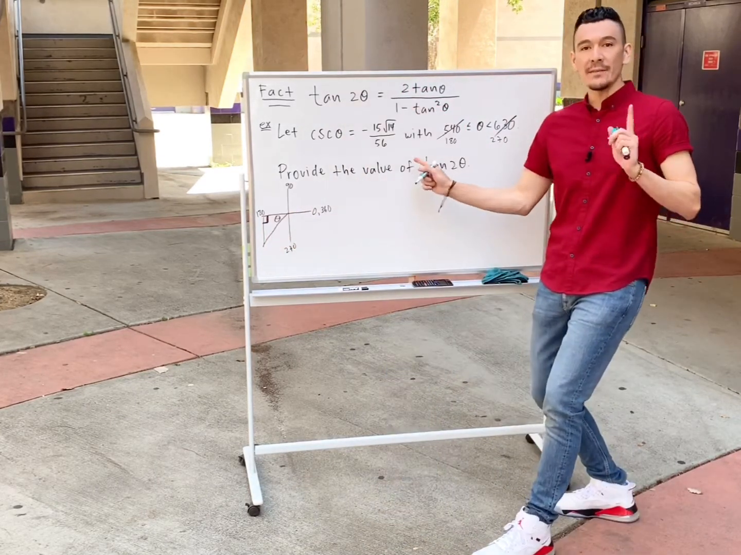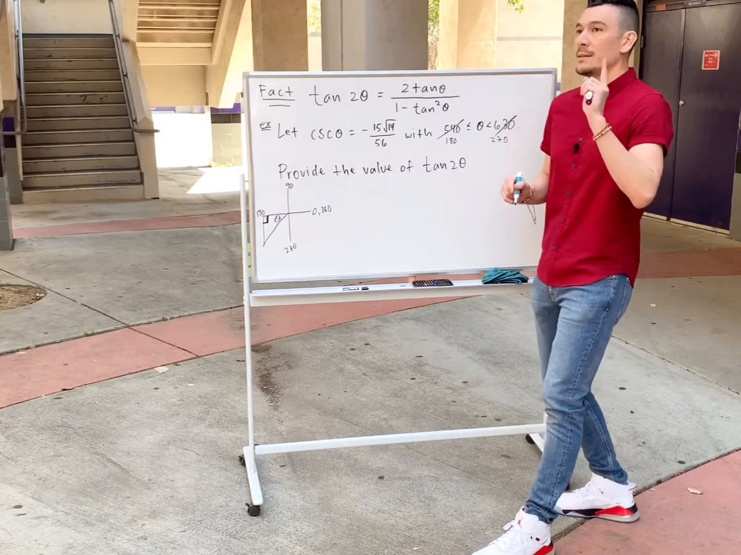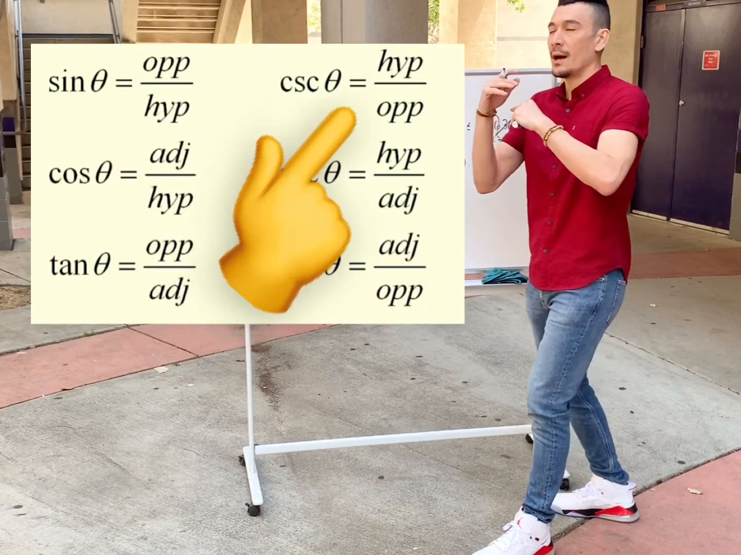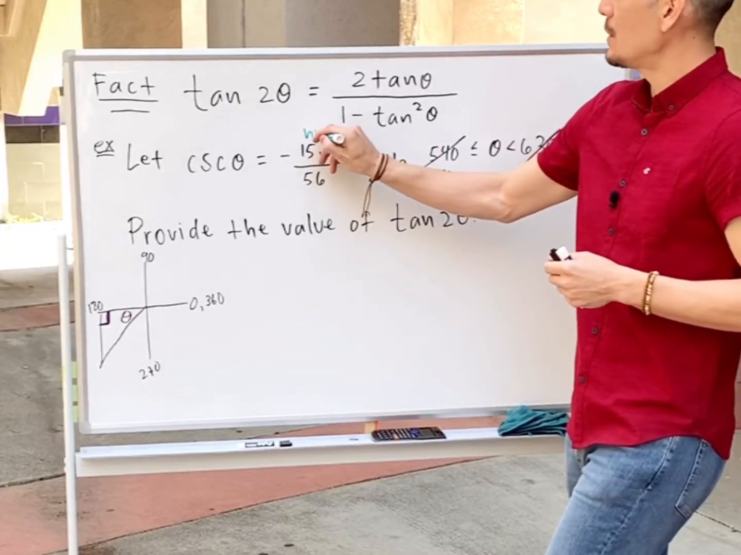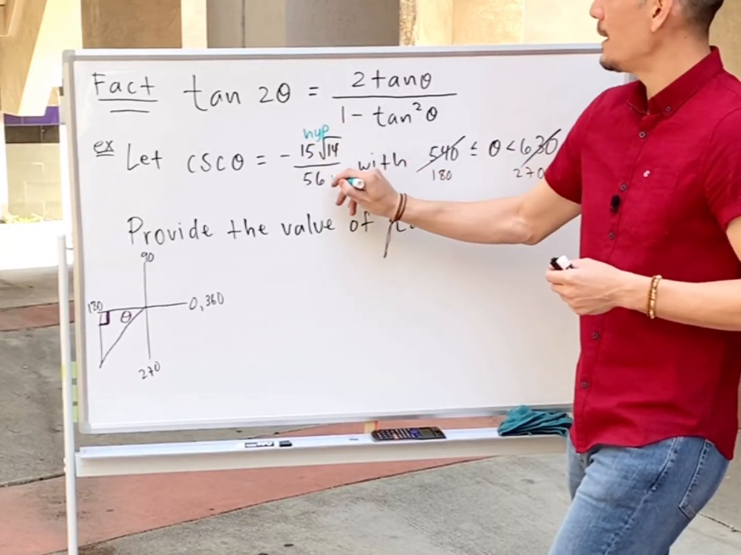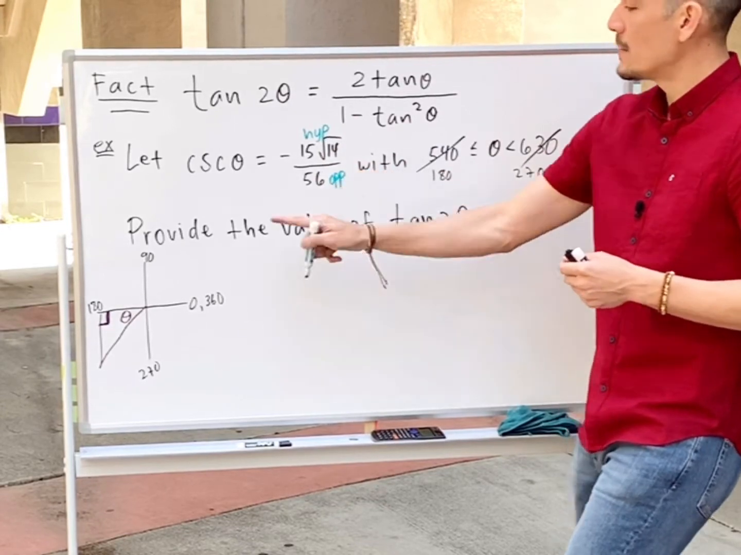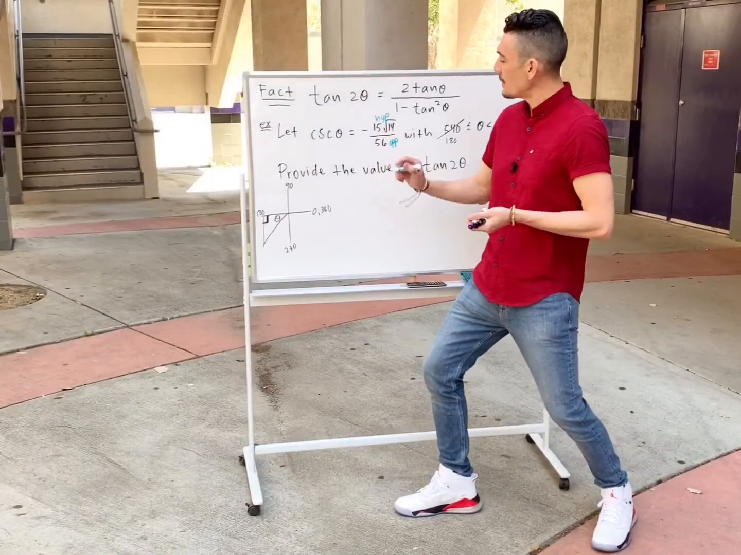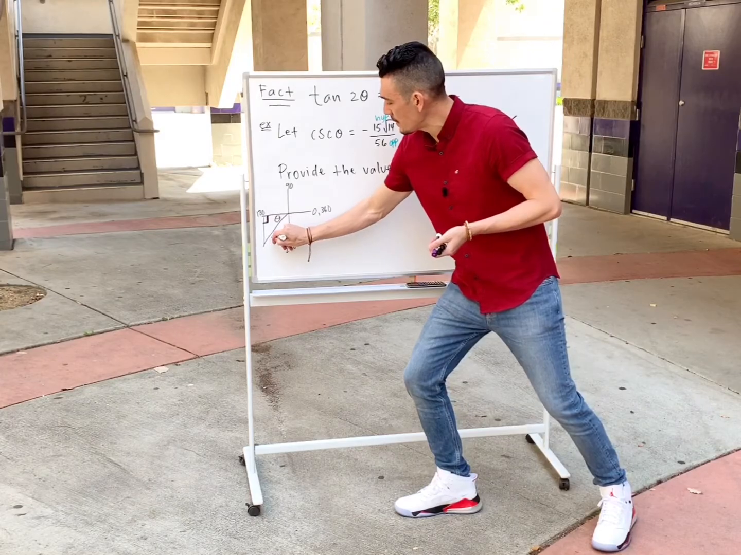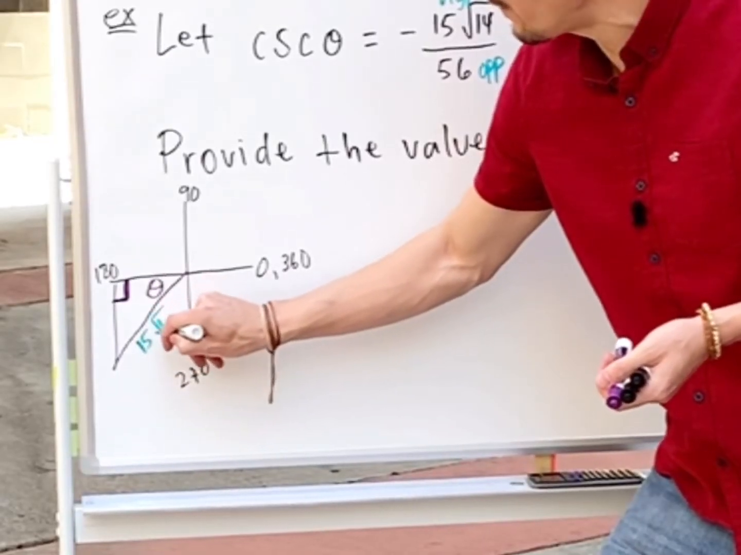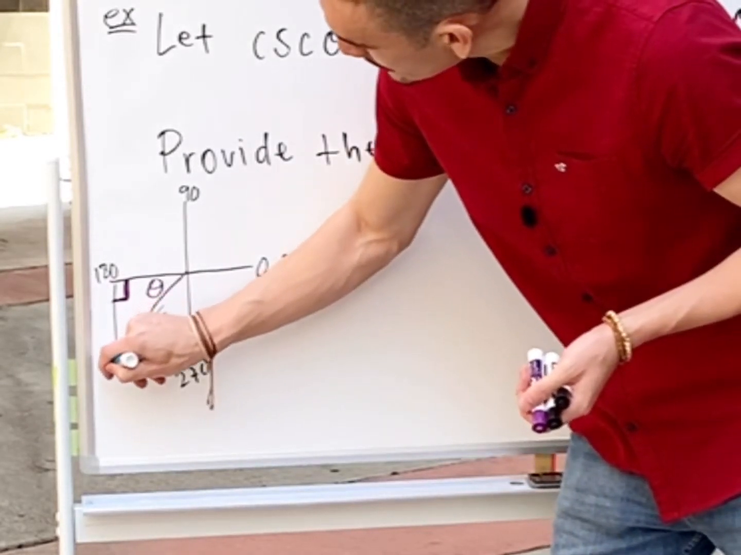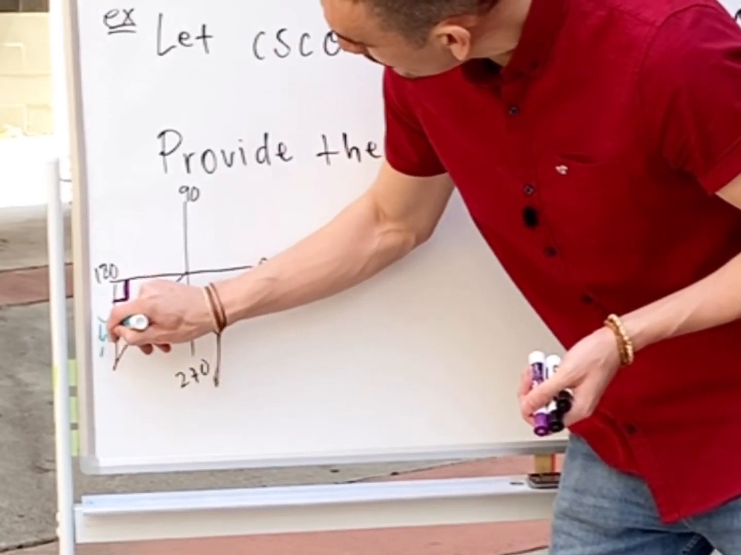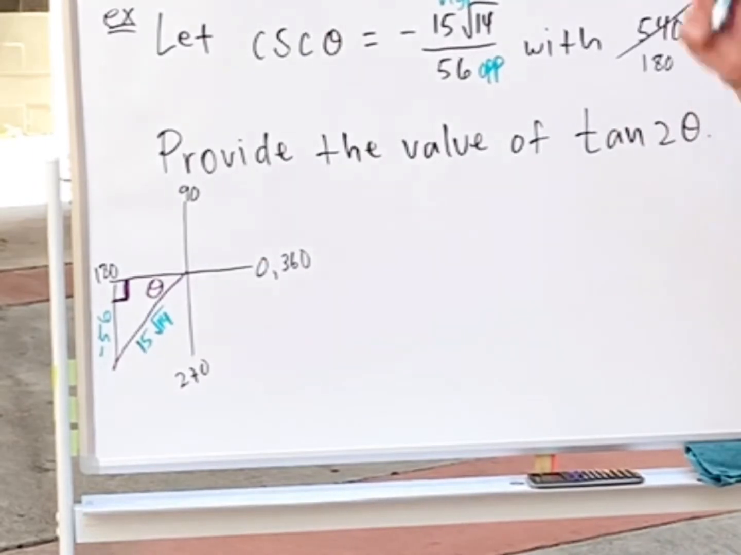And then look at what's given to us. We're given cosecant. Now cosecant is hypotenuse over opposite. So this is your hypotenuse, and this is your opposite. So in our diagram, the hypotenuse is 15 square root 14, and the opposite is going to be 56, but it's negative because you went down.